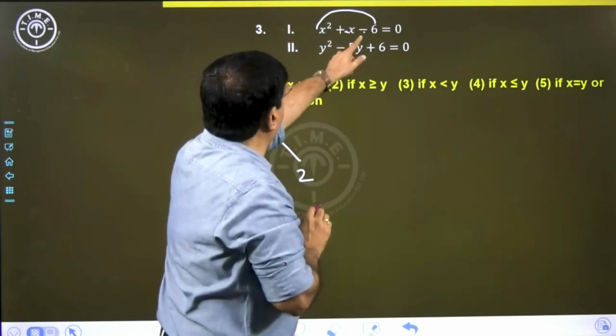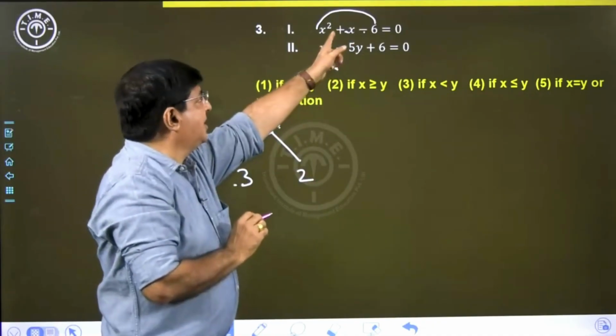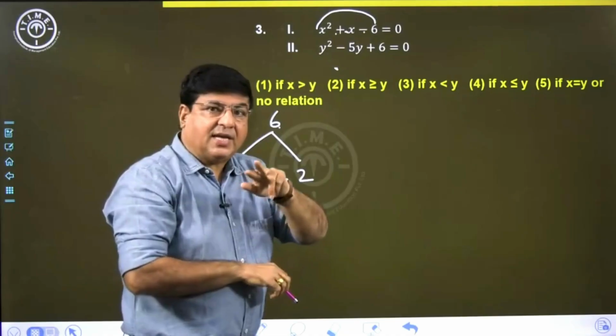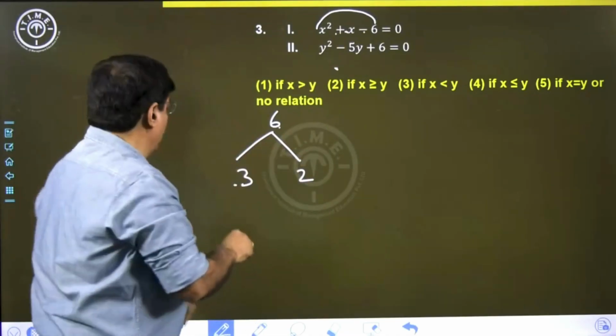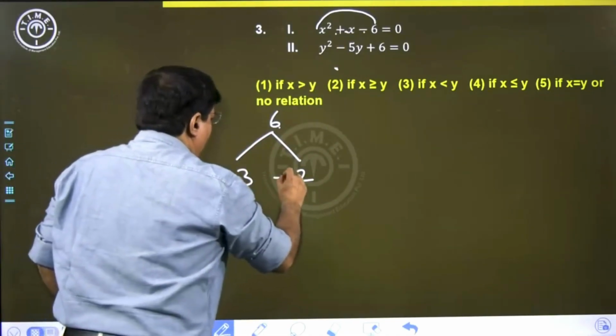What are the roots here? Plus or minus? The sign in the equation is plus or minus. If the sign in the equation is plus or minus, the roots will be minus and plus.